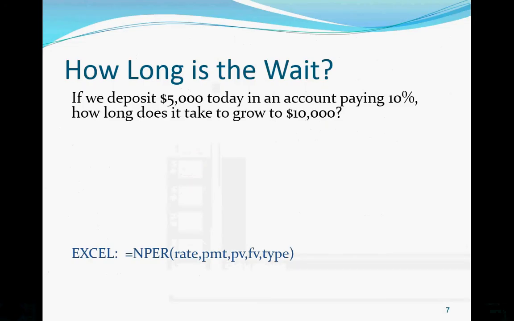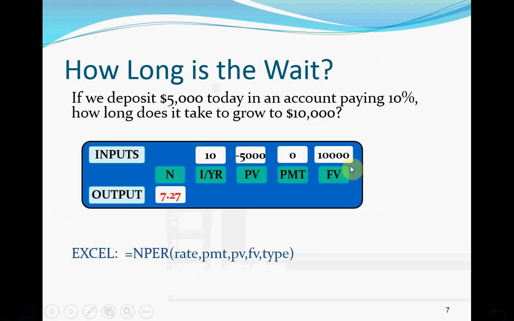So how long is the wait? If you deposit $5,000 today in an account paying 10%, how long does it take to grow to $10,000? That's your Excel formula, and you're going to again use your calculator, and this would be your input. I'm not going to show you the screen of my calculator again. You just need to try out these numbers. You put a 10 as interest, negative 5,000 as present value, 0 as payment, and the future value as $10,000.